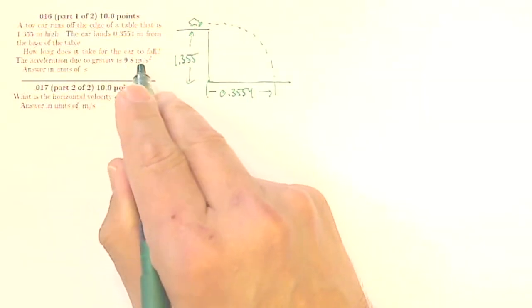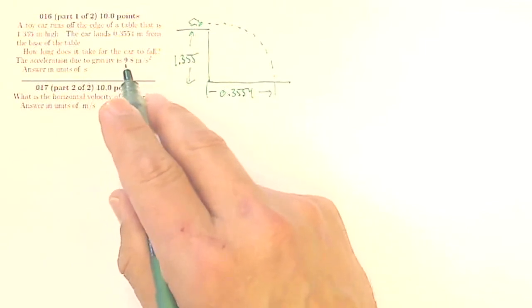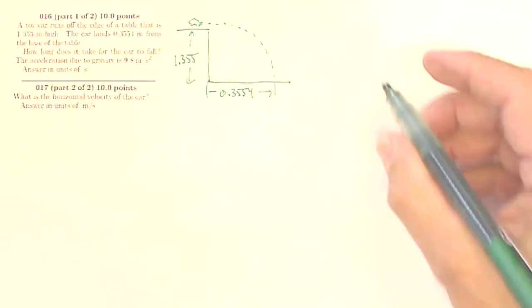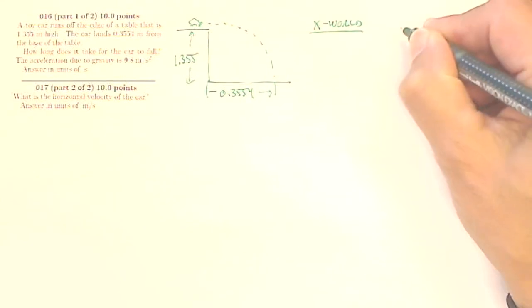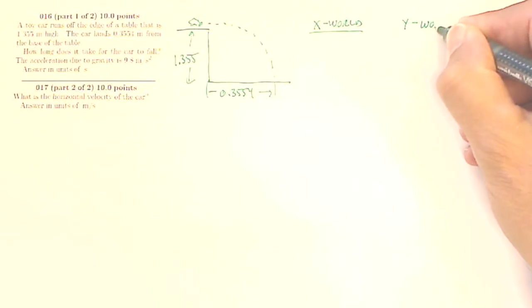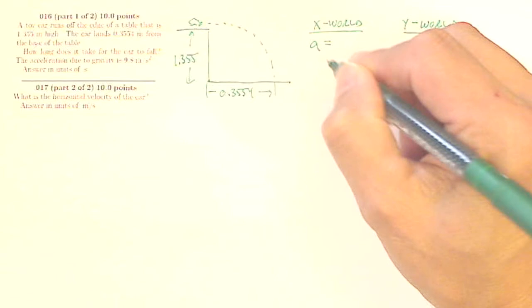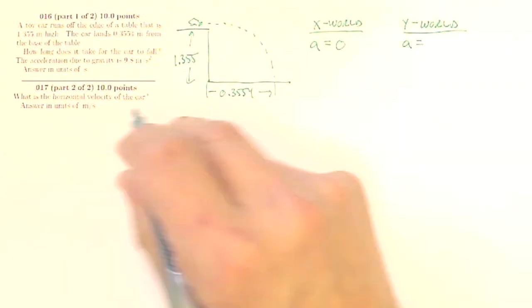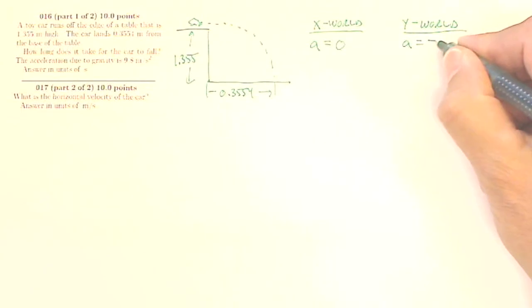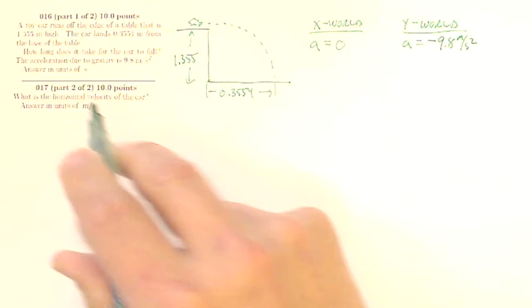How long does it take the car to fall? Well, how long it takes to fall is always a y world problem. Well, nearly always. So let's see what I know about the x world and the y world, and let's write down everything we know. I know that my acceleration always for projectile motion in the x world is 0. In the y world, my acceleration is gravity, and here gravity is negative 9.8 meters per second squared.